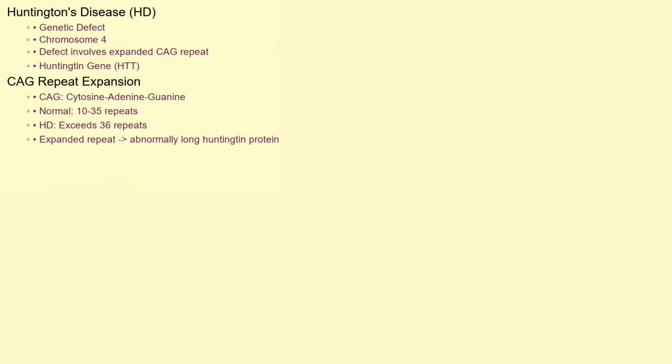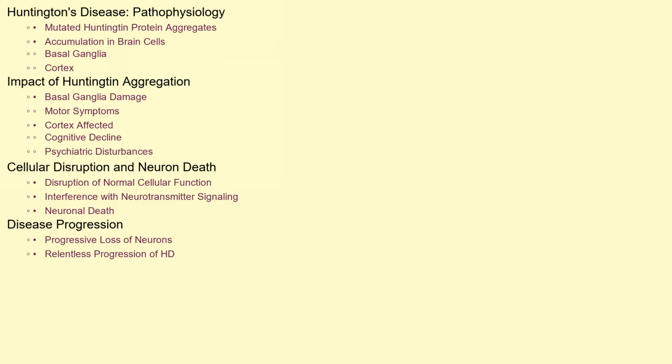This expanded repeat leads to the production of an abnormally long Huntington protein, which is the root cause of the disease. The mutated Huntington protein aggregates and accumulates in brain cells, particularly within the basal ganglia and the cortex. The basal ganglia, crucial for movement control, suffer significant damage, leading to the characteristic motor symptoms of HD. Neurons in the cortex, responsible for higher-level cognitive functions and emotions, are also affected, resulting in cognitive decline and psychiatric disturbances. This accumulation disrupts normal cellular function, interferes with neurotransmitter signaling, and ultimately leads to neuronal death. The progressive loss of these neurons is what drives the relentless progression of Huntington's disease.